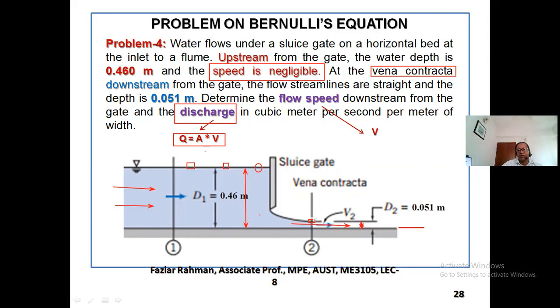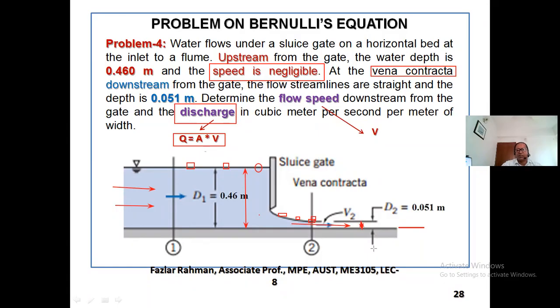What about point 2? How much is the pressure right over here? Even right over here, how much is the pressure? Atmospheric pressure, right? And right over here, you apply Bernoulli's equation. What will be the height Z2? Z2 will be 0.05. So from there, you can easily figure out the velocity V2. If you have velocity V2, then you multiply by the area of the gate. Then you will get the Q.